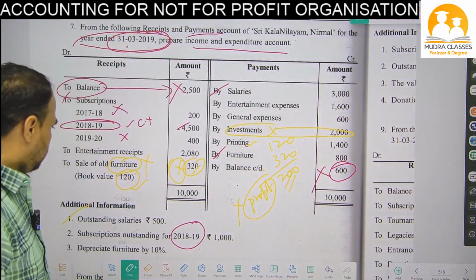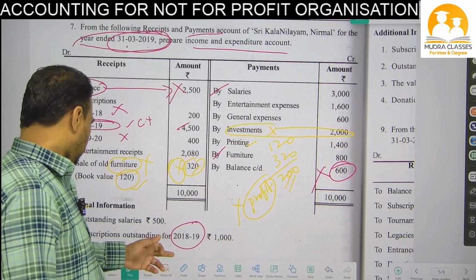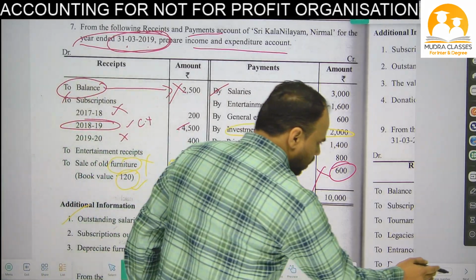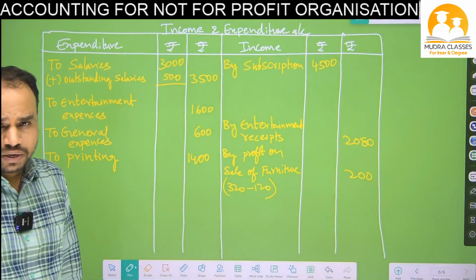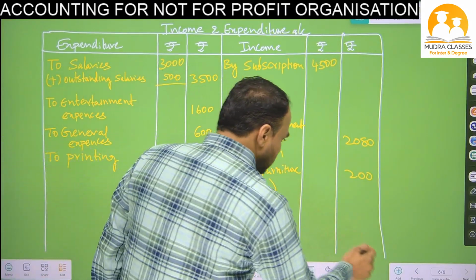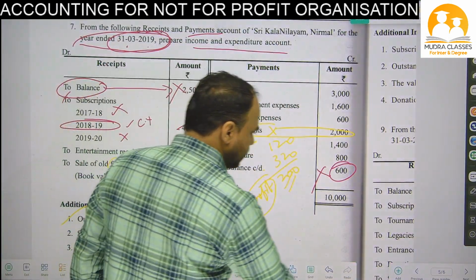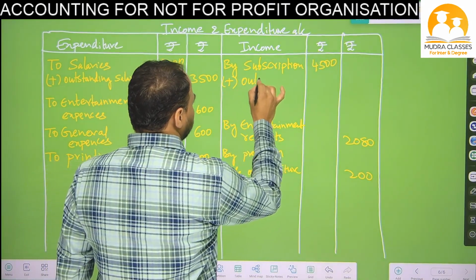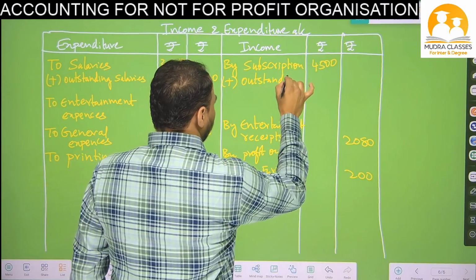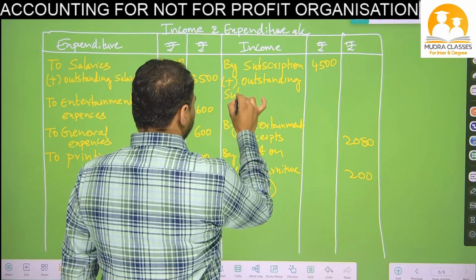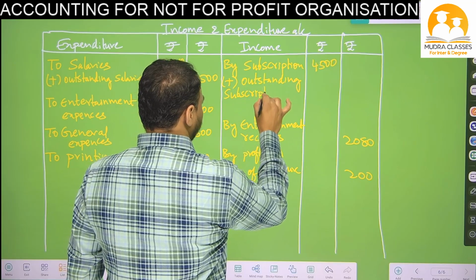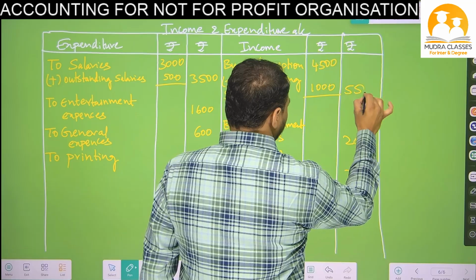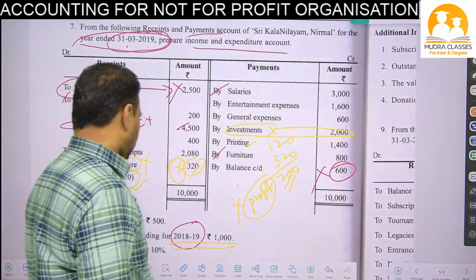And next, subscription outstanding for 2018, subscription outstanding for 18 and 19, that is current year. One person is outstanding; the current year subscription of 1000 rupees should be paid but has not been paid. Anyway, since it is of the current year, we have to write it. So we add outstanding subscription for the current year, outstanding subscription 1000 rupees. So outer column 5500 rupees.